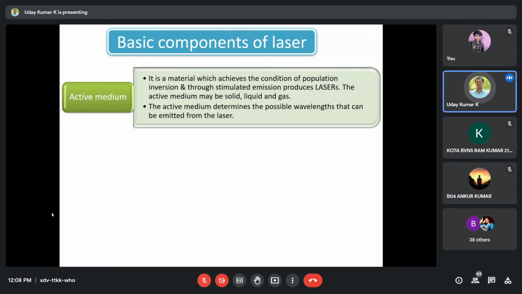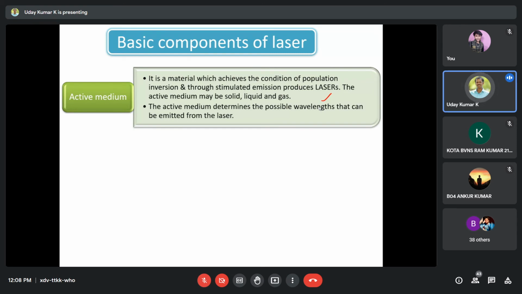Now the active medium determines the possible wavelengths that can be emitted from the laser. The reason is very simple: the active medium itself is nothing but a material where the energy levels are defined.